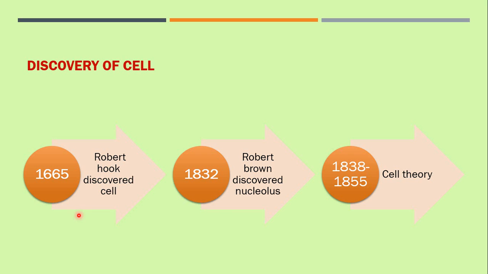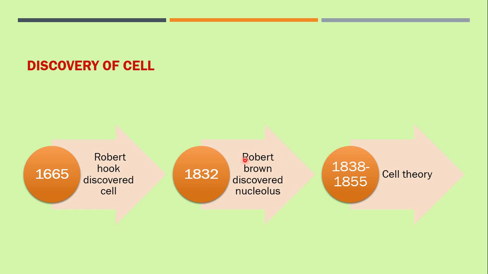Okay, discovery of the cell. Robert Hooke is a scientist. In 1665, he discovered the cell in a piece of cork. He observed the cork and saw chamber-like structures in it, which he named cells. After the discovery of the microscope, Robert Brown discovered a rounded body in the cell, which is known as the nucleus.